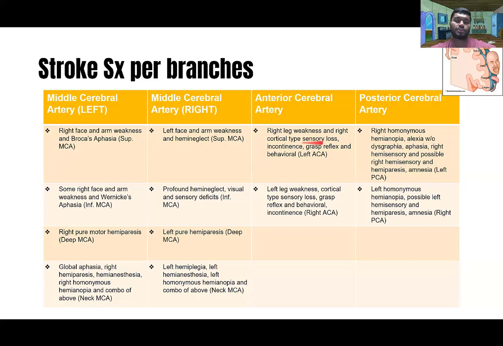So this won't be gross sensory loss, right? If you have an ACA stroke, you're still going to be able to feel the table, right? You're still able to feel and know, oh, I'm touching something, or oh, I'm getting poked by something that hurts, or I have a bee sting, right? What you will not have is the higher function of these sensations, which is what right cortical type sensory loss is.